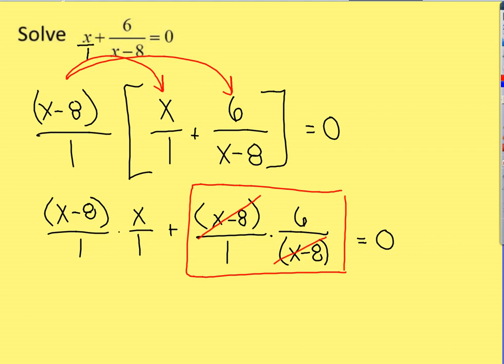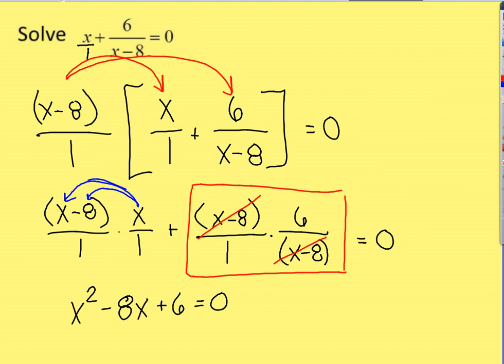On the left side, we are going to distribute. So if we distribute the x here and here, 1 times 1 on our denominators is just going to give us 1, so we don't have to worry about that part anymore. But x times x gives us x squared. x times negative 8 gives us negative 8x. Over here, this canceled. 6 over 1 is just 6, is equal to 0.